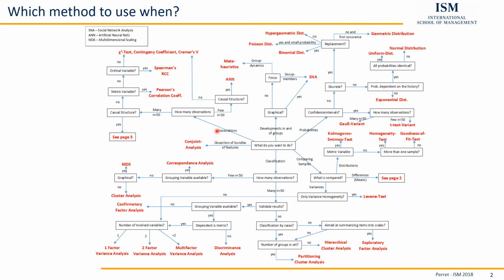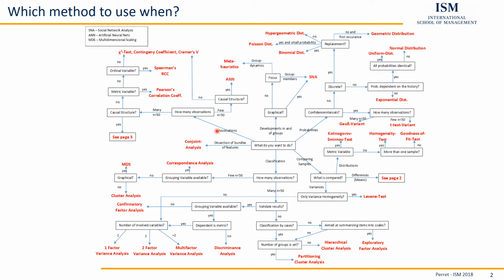However, if you only have a few observations, then there's basically only 2 possibilities left for you. And the difference here is, do you assume some kind of causal structure or not? Causal structure, not necessarily meaning here that you test for the causal structure, but that you assume that there is some kind of causal structure. So you have an input and you have an output. If you assume something like this, a good idea would be to go with artificial neural nets, because they can learn and they can work also with only very limited information.